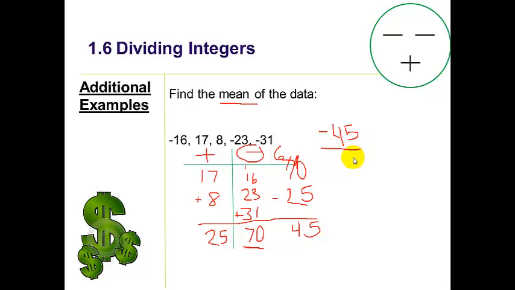Now I'm going to divide it by those 5 pieces of information. Remember that the amount of information is always going to be positive. 5 goes into 45 9 times. And a negative divided by a positive are different signs, so it's going to be negative. The mean here is going to be negative 9.